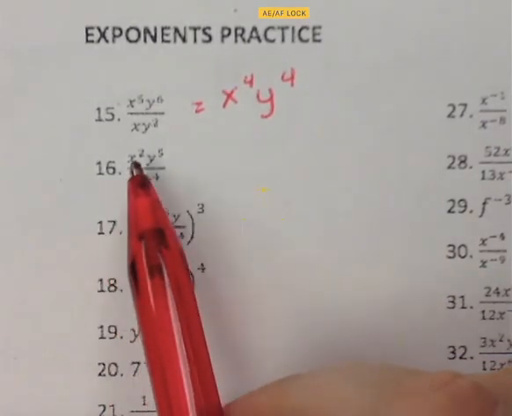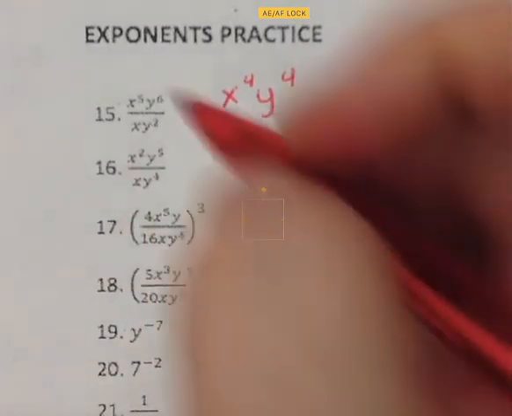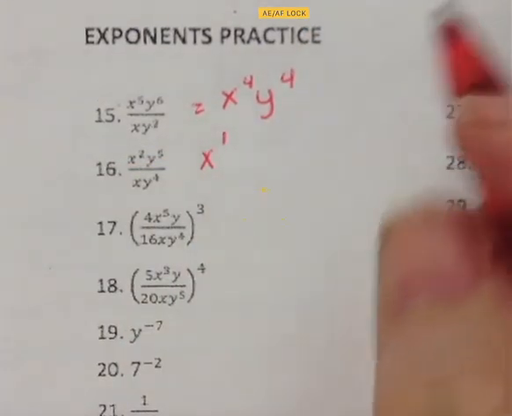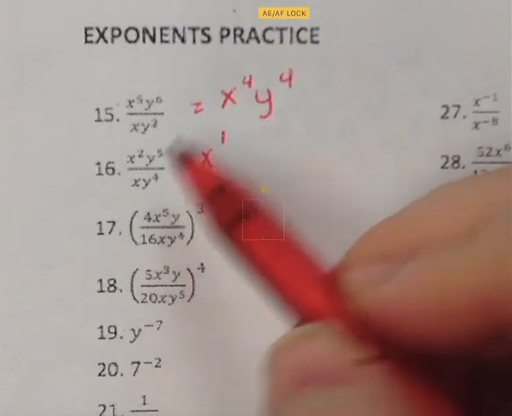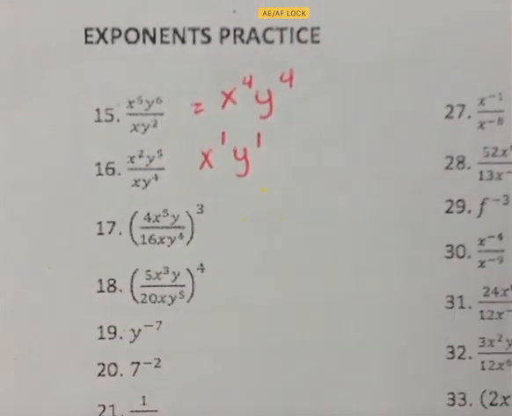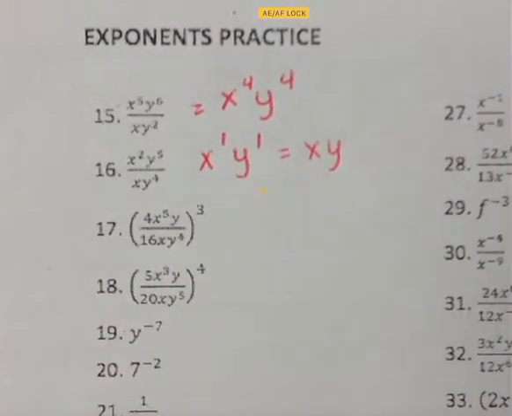On 16, we have division. Again, x squared divided by x. The 2 is bigger, so x is going to stay on top. X to the 1st, because 2 minus 1 is 1. Then y to the 5th divided by y to the 4th. The 5 is bigger, so y will stay on top. 5 minus 4 is 1. So you can write this as x, y. That means the same thing.